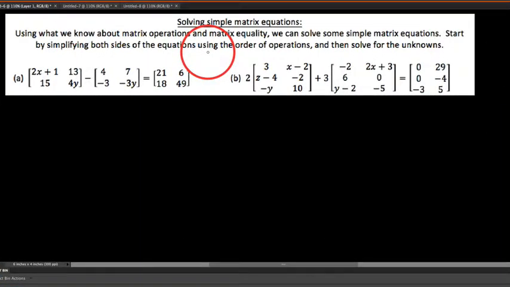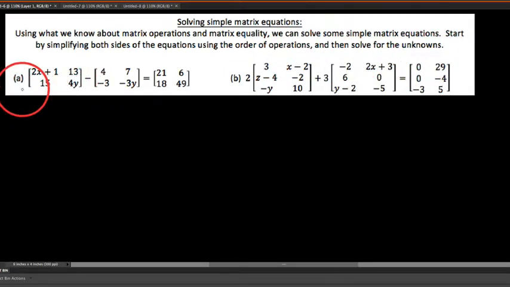Okay guys, in this video we're going to put together what we know about matrix equality, the operations of addition and subtraction, as well as scalar multiplication in order to solve for some unknowns in some pretty simple matrix equations. And so looking at these here, A and B, we're going to start just by simplifying both sides of the equations using the order of operations, and then what we're going to do is solve for the unknowns.